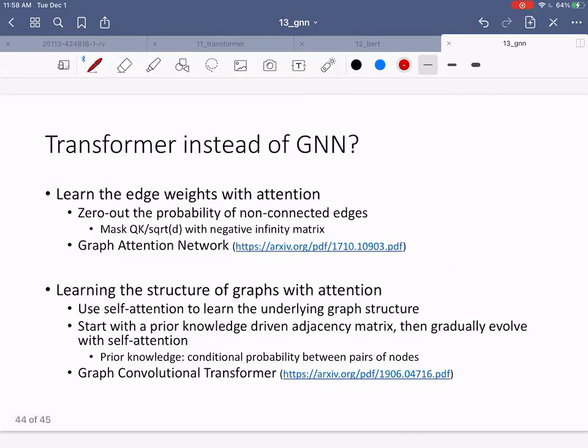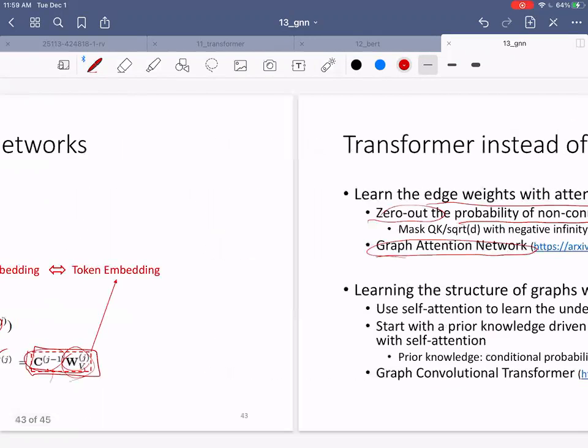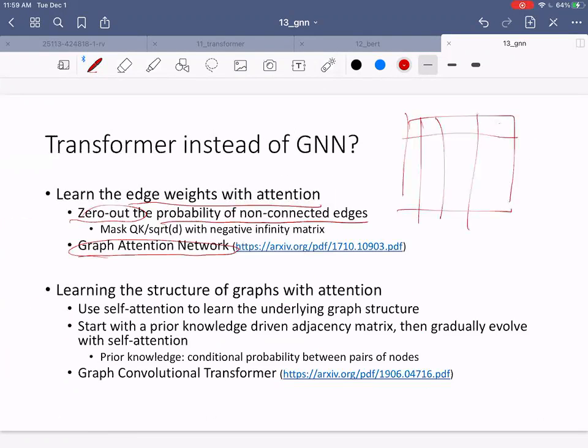So there are some people who have actually focused on this relationship between self-attention and graph convolution. There's a work called graph attention network, which a lot of people use these days. It's basically learning the edge weights with attention. What they do is zero out the probability of non-connected edges. So you already know the adjacency matrix. For example, let's go back to the previous case here: 1, 2, 3, 4, right? And previously it was 1, 1, 1, 1, 1, 1, 1, basically something like this.